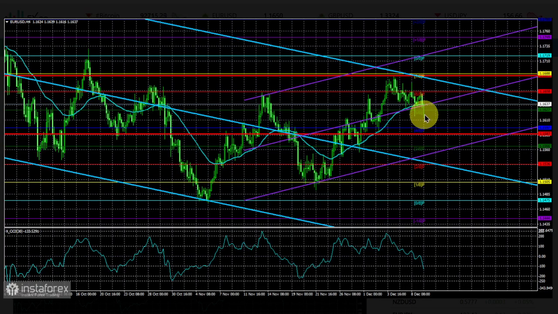If the price is below the moving average line, small short positions can be considered with targets at 1.1597 and 1.1587, based solely on technical grounds. If the price is above the moving average line, long positions remain relevant, with a target of 1.1800, the upper line of the flat on the daily time frame.